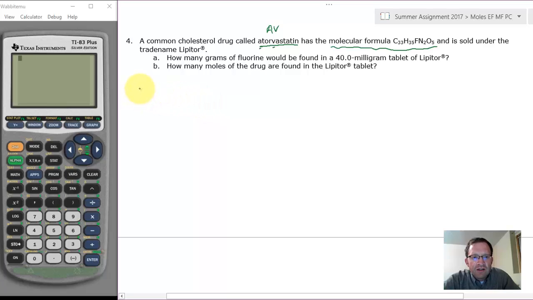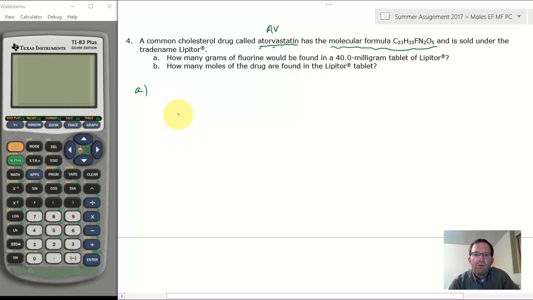In this question, it's asking me a couple things. How many grams of fluorine would be in a 40 milligram tablet of Lipitor, which apparently is a pretty common dosage for this drug? And honestly, this problem is a very different one than all the ones you've seen up to this point, but it lets you start to see how we can do gram-mole conversions and whatever kind of conversions using things that we know, using the kind of organizational structure we've been doing up to this point.